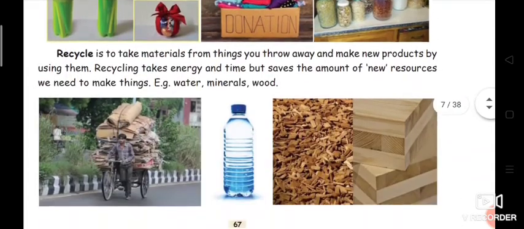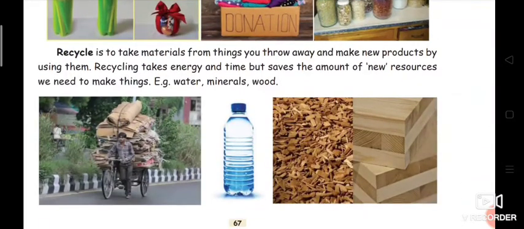Next is recycle. Recycle is to make materials from things you throw away and make new products by using them. So what is recycle? Recycle is to take materials from things you have thrown away and make new products by using them. Okay, we can create some new things from your old product. Okay, so this is known as recycle.